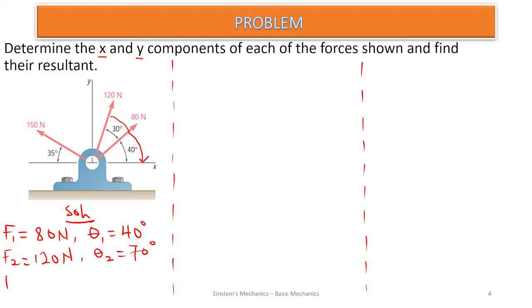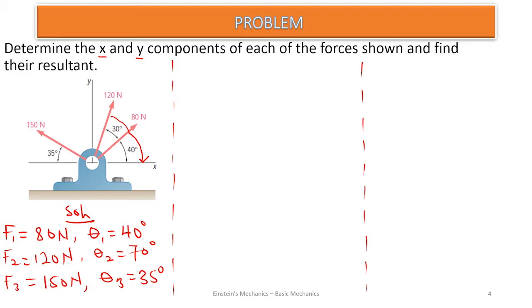Our F3, the third force, is 150. So we have 150 Newtons, and theta 3 is going to be, what angle does it make with the x-axis? That's 35. So we have 35 degrees. So with this, we have all the parameters listed. Let's try to resolve them into x and y components.